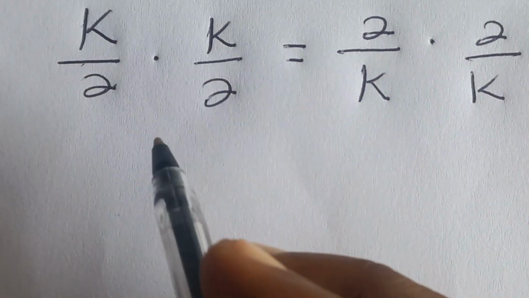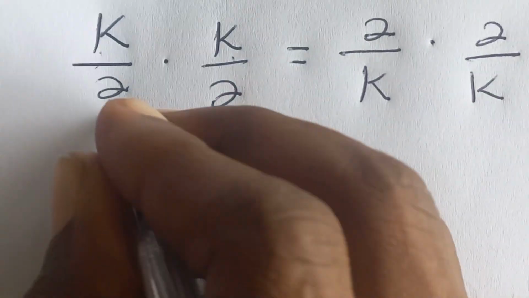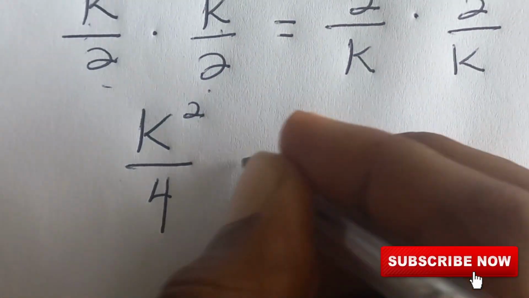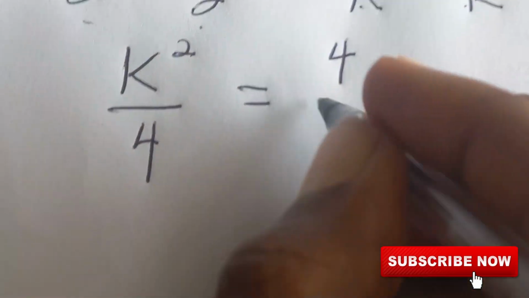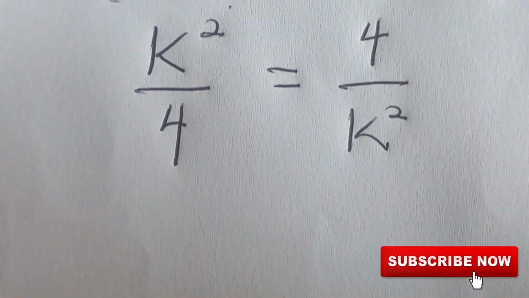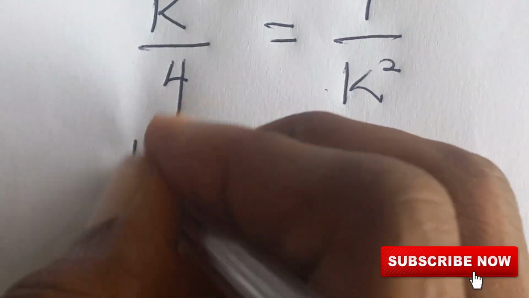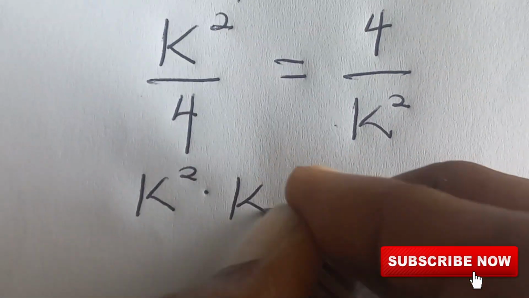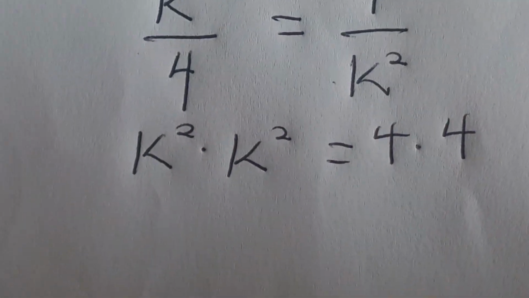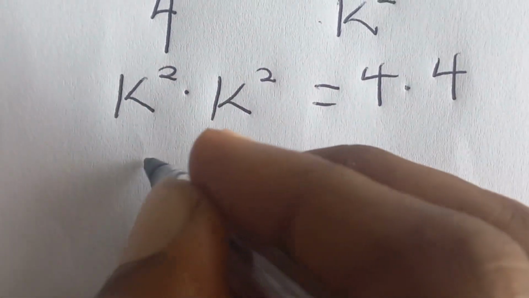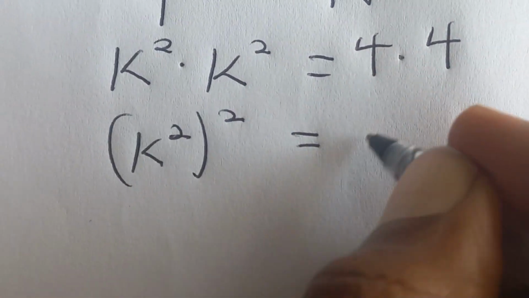Now, k times k, we have k squared, and 2 times 2 is 4, which is equal to 2 times 2, we have 4, k times k, the same as k squared. From here, cross multiply, so you are going to get k squared multiplied by k squared, which is equal to 4 multiplied by 4. So we can rewrite this as k squared all squared, which is equal to 4 squared.